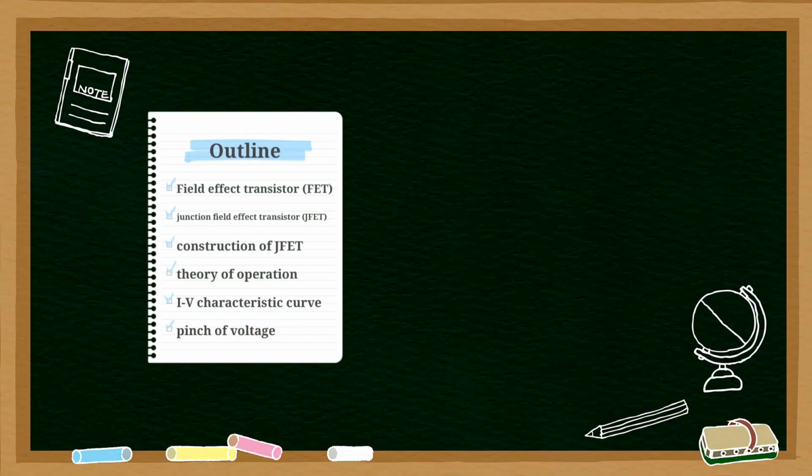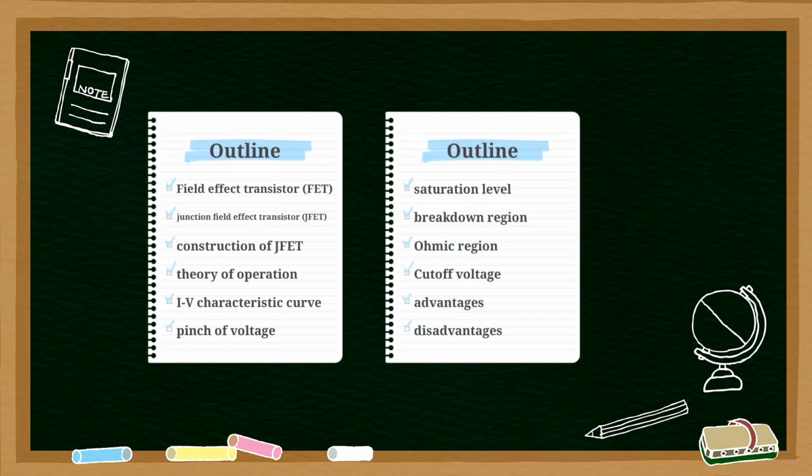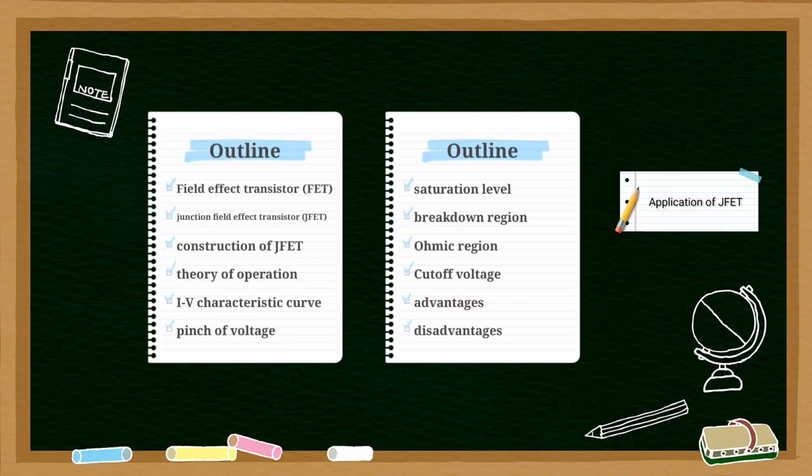They are: field effect transistor, junction field effect transistor, construction of JFET, theory of operation, IV characteristic curve, pinch off voltage, saturation level, breakdown region, ohmic region, cutoff voltage, advantages, disadvantages and applications of JFET.